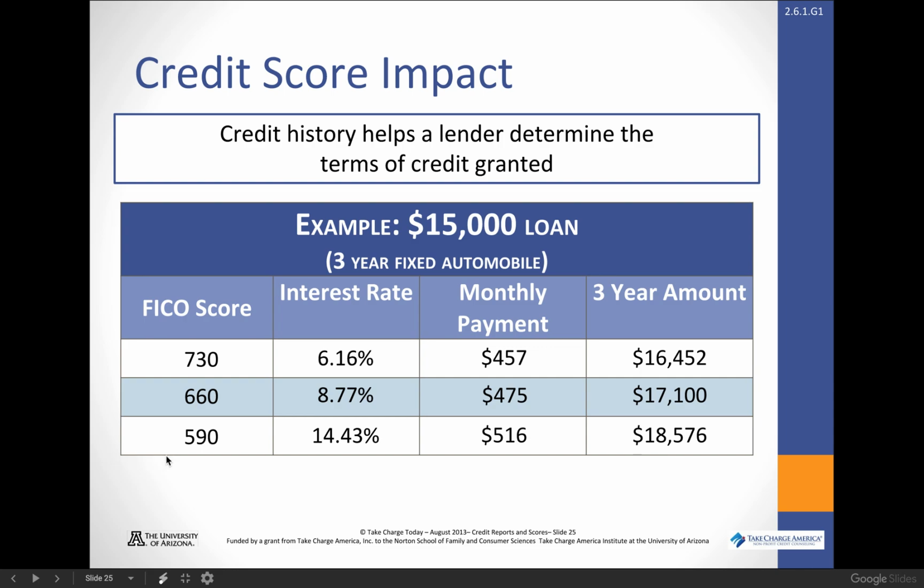Whereas if I had a lower credit score, I'm below 600, I will have an almost 14.5% interest rate. So I will be paying just over $18,500 overall. So I'm spending $3,576 more because I don't have as good of a credit score.